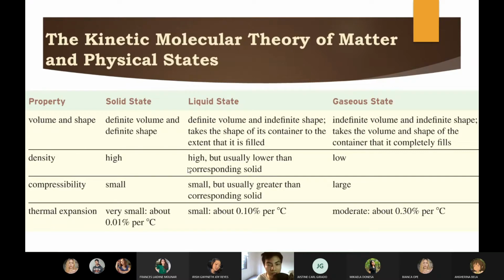Kasi defined yung volume nila. So, ibig sabihin, mas mataas yung kanilang density. In terms of compressibility, solids and liquids are virtually uncompressible. Okay? However, for gases, they can be compressed. No? Yung mga malalayong particles, pag pinagdikit mo, pwede.